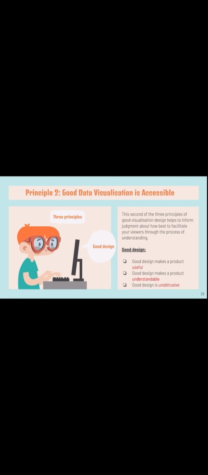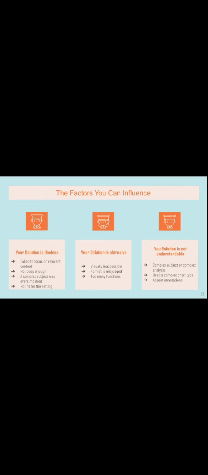The second item is your solution is obtrusive. It is visually inaccessible and its format is misjudged. The solution creates too much complexity, so it could not be easy to read. Also, it has too many functions. It added too many functions when the audience had no desire to put in a lot of effort in the display. The third item is your solution is not understandable.